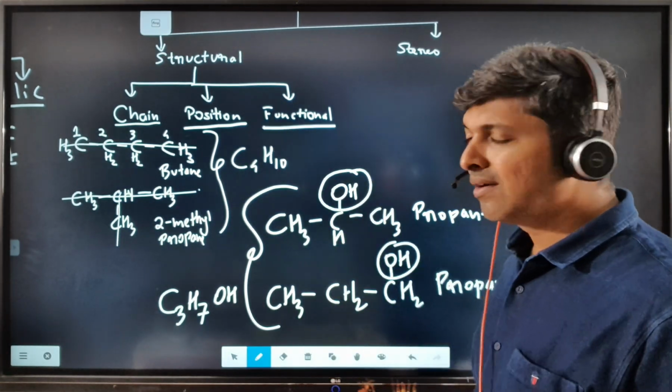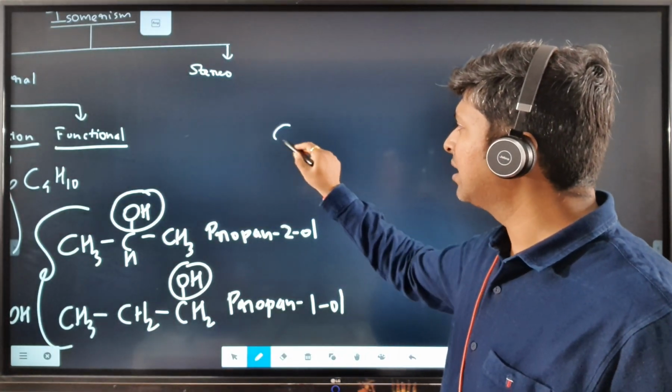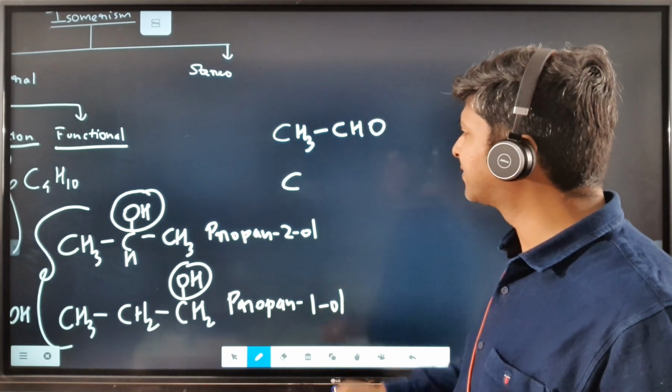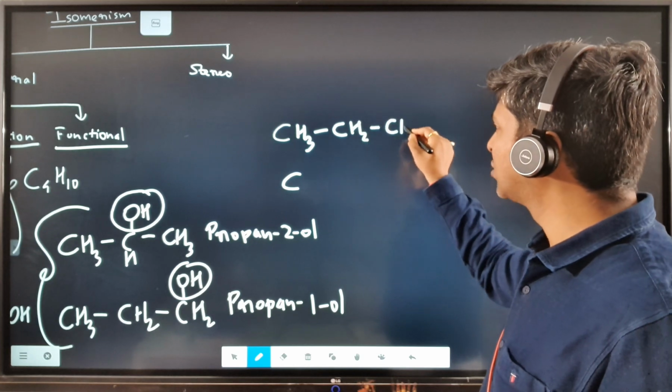Then let's move on to functional isomers. Now what are functional isomers? Two structures which have the same molecular formula, but different functional groups. Have a look at this.